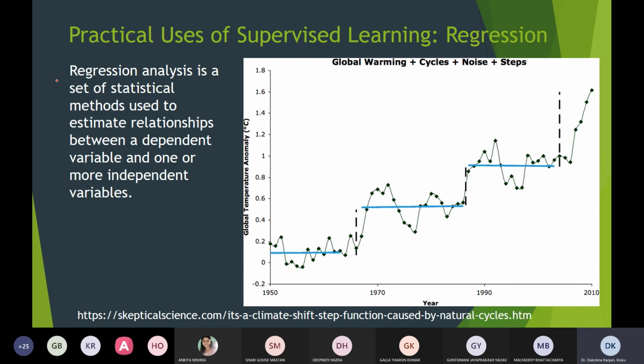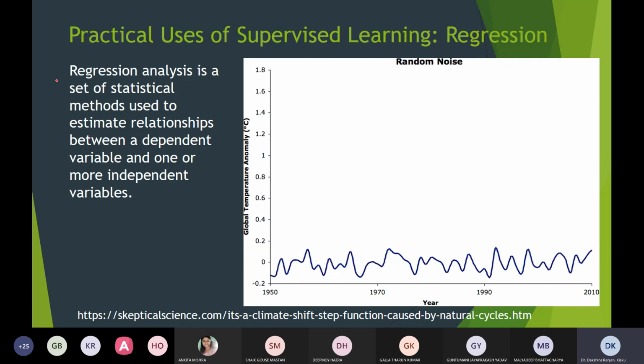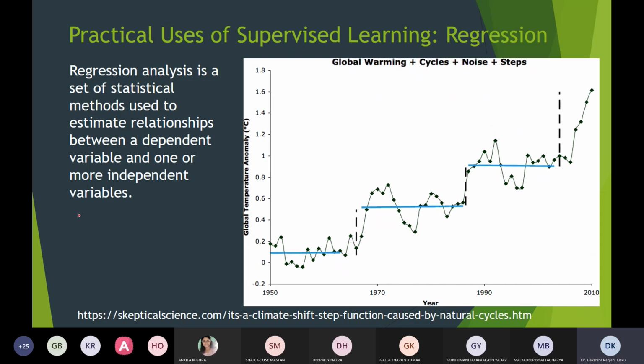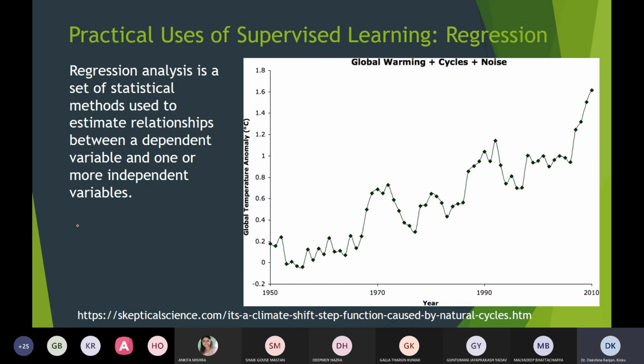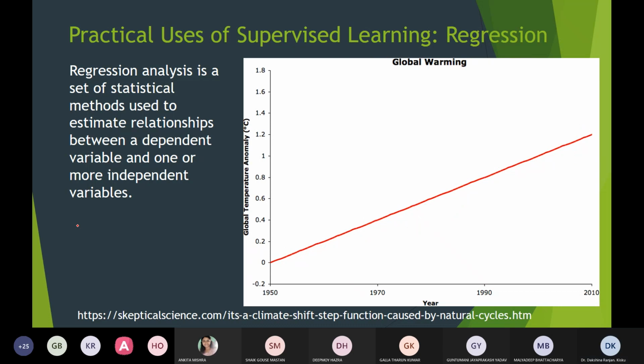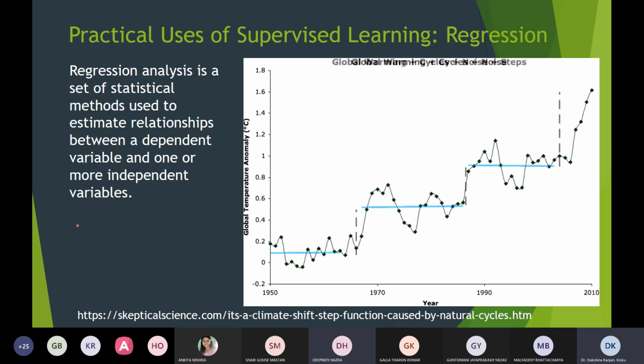So what do regression models do? Regression models basically estimate the relationship between a dependent variable and one or more independent variables. If we consider the equation of the line y = mx + c, in this case x is known and y is known, but the unknown values are m and c. What would be m and what would be c? m is the slope of the equation, and c is the zero crossing point, the intercept.